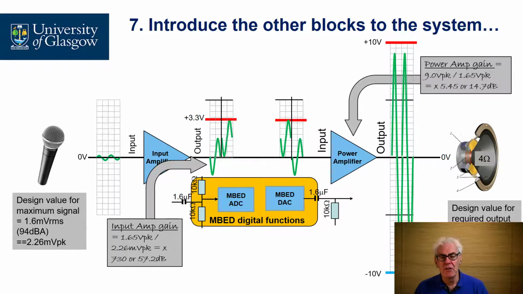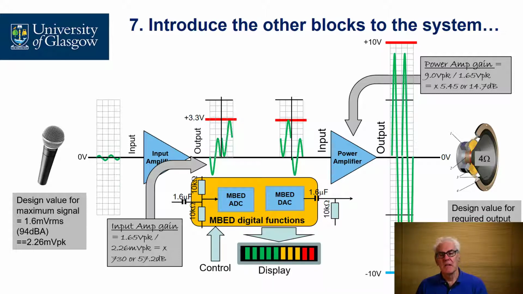Using the same equations, we know what the input is this time, and we know what the output is. The output is 9 volts peak. The peak input signal is 1.65 volts peak. So for the output amplifier, for the power amplifier, we need a gain of times 5.45 or 14.7 dB.